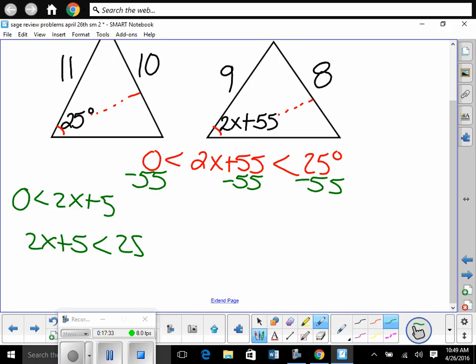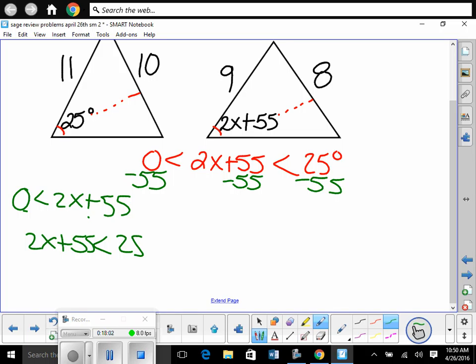Isn't that a true statement? Guys, you're thinking wrongly about this. This angle is not x. This angle has to be larger than 0, right? So I said that. That angle has to be larger than 0. That was a 55. I wrote 55. Isn't that true? Then also we know that angle has to be less than 25. So I just put it together so that I could just solve once.